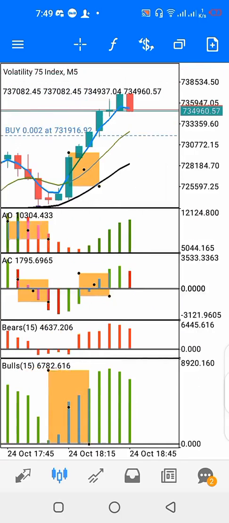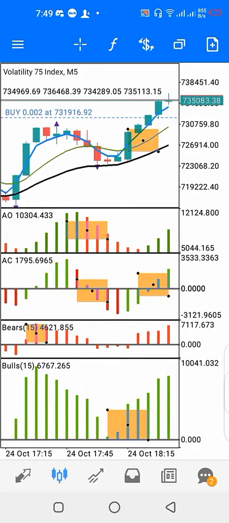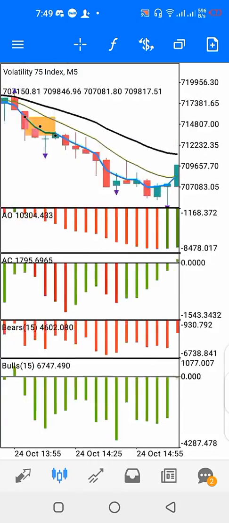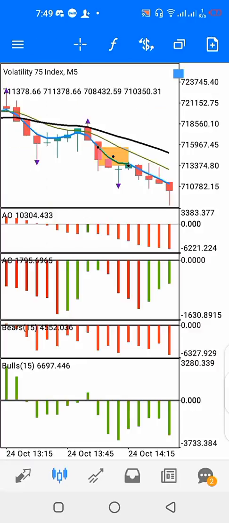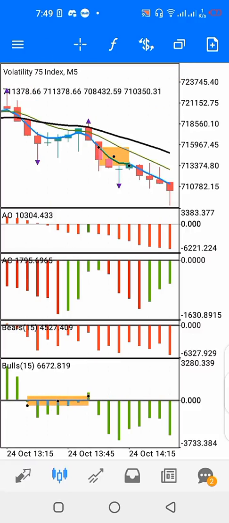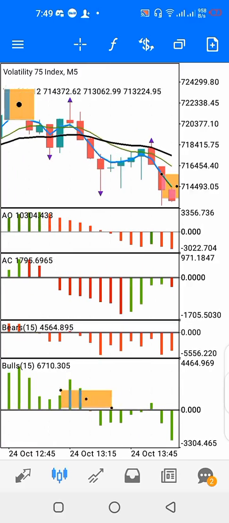Now looking at the Bulls power indicator. Bulls power indicator will be used to place a sell trade. What you need to look out for is, are the Bulls power indicator bars forming below the zero level? If they are forming below the zero level, that is the right time for you to place a sell trade.